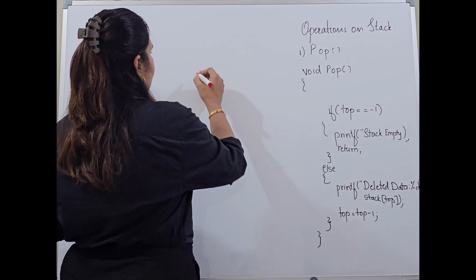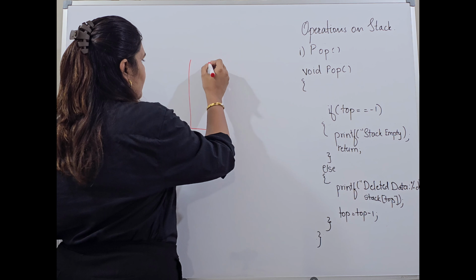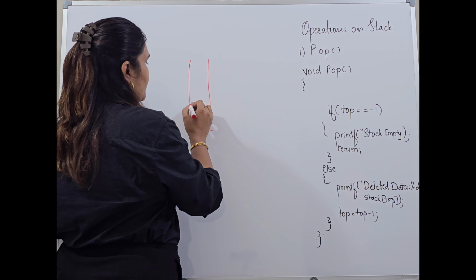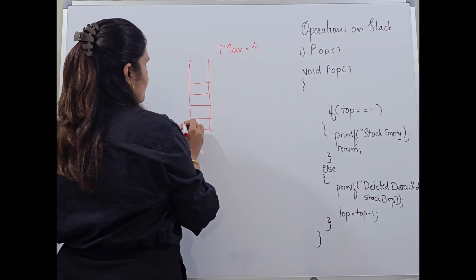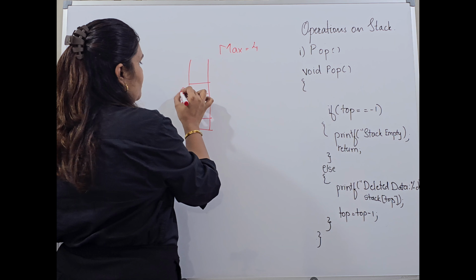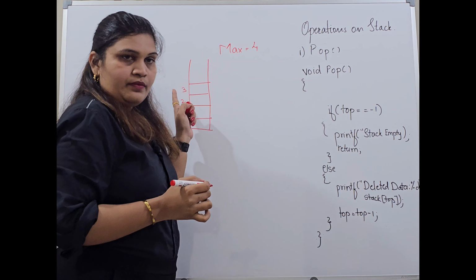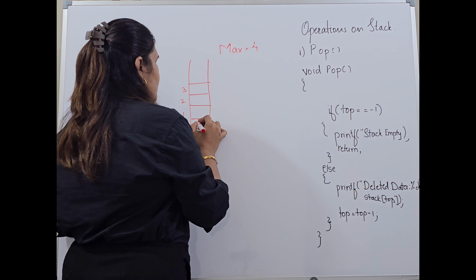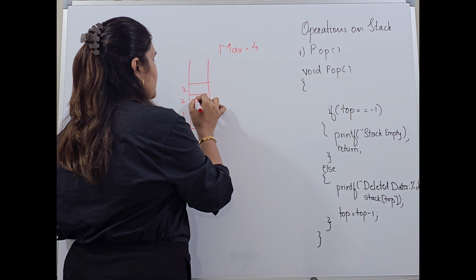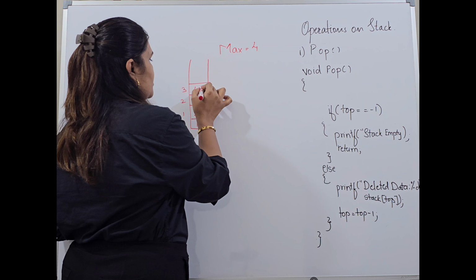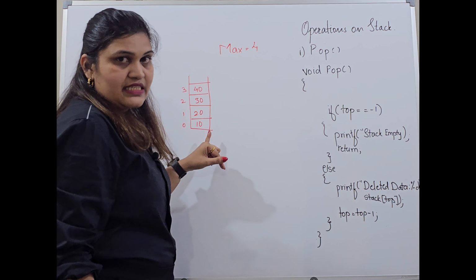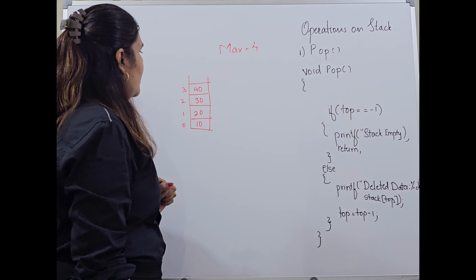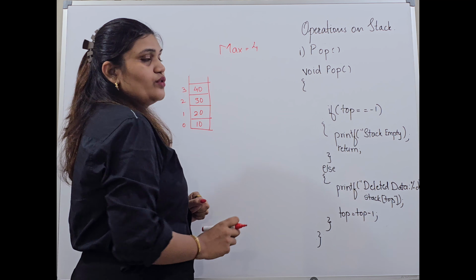A stack, as I said, would be represented something like this, vertically, just like an array. The maximum size of my stack is 4, indices 0, 1, 2, 3, a total of 4 elements. And there are elements inside it: 10, 20, 30, 40. So there are already elements inside my stack, and now I want to delete an element.